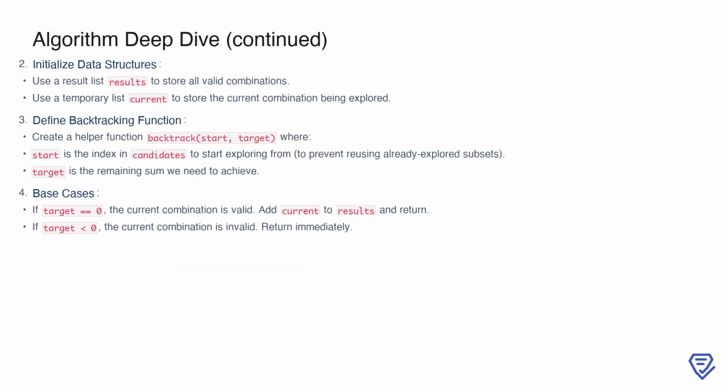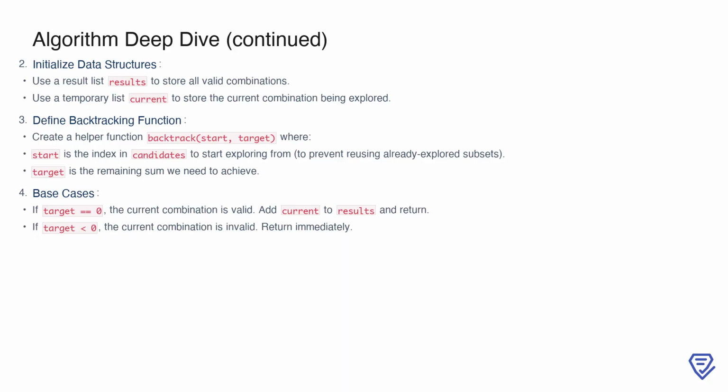Once the array is sorted, we need to prepare some data structures. First, we use a result list, called results, to store all valid combinations we find. Additionally, we maintain a temporary list, named current, to keep track of the combination we are currently building. The backtracking process itself is defined in a helper function, which we can call backtrack. This function takes two parameters: start, the index in the candidates array where we begin our exploration, and target, the remaining sum we are trying to achieve.